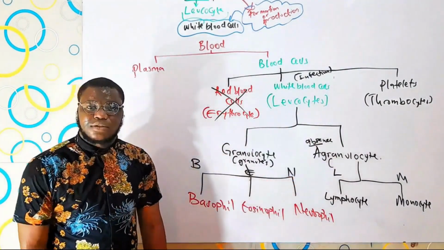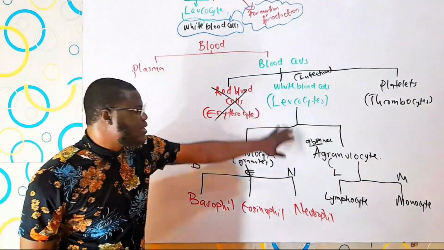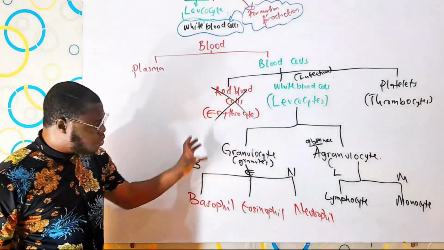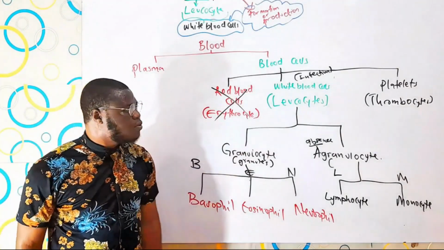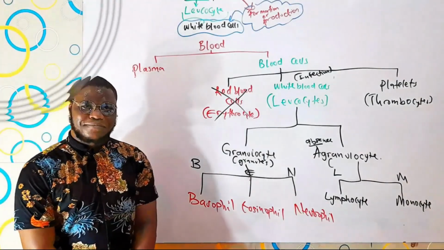As simple as that, guys. So this is what? The divisions of the white blood cells. Now, once you know this, you can go straight up now into the development of the white blood cells. So, I'll be right back.